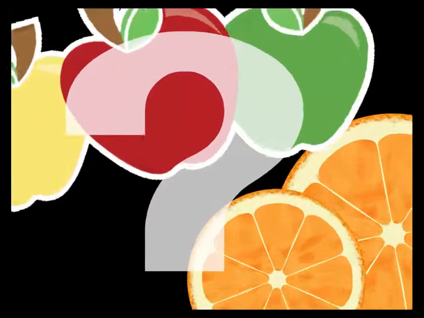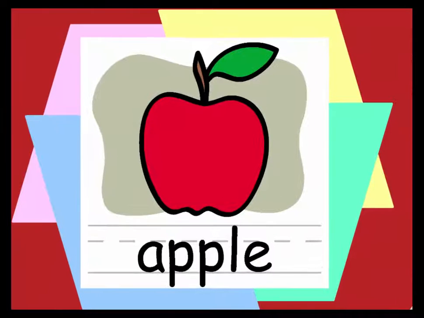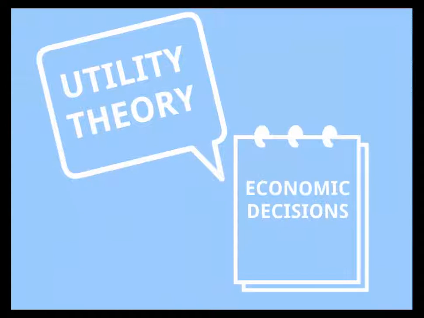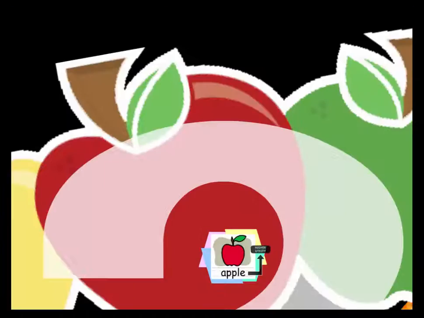Say that you are given the choice between an apple or an orange, and that you prefer the apple. Even though we don't know how many utils you get from the apple or how many you get from the orange, we can know, because of the ranking of preferences, that you get more utility from the apple, your top preference, over the orange. So we rank the apple above the orange. The apple has the higher utility. Utility theory helps us think about how consumers make economic decisions as they seek to maximize utility given their constraints.